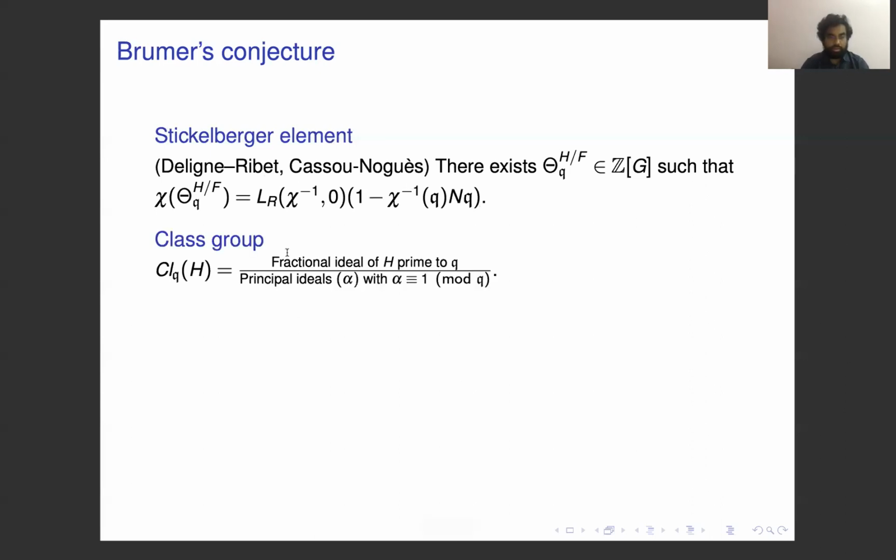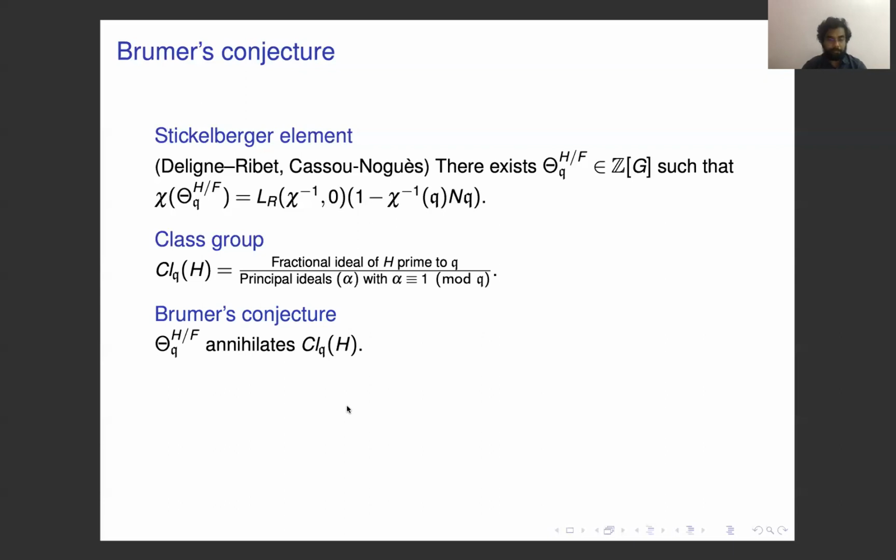So that's one ingredient for the conjecture that I'm going to state. The other ingredient is the class group. This is slightly bigger than the usual ideal class group. So I take all the fractional ideals of H prime to Q and mod out by principal ideals, but only those which have generators congruent to 1 mod Q. So there's the dependence on Q for both my objects, the analytic object theta and the arithmetic object, the class group. So the conjecture of Brumer says that this Stickelberger element theta annihilates the class group.